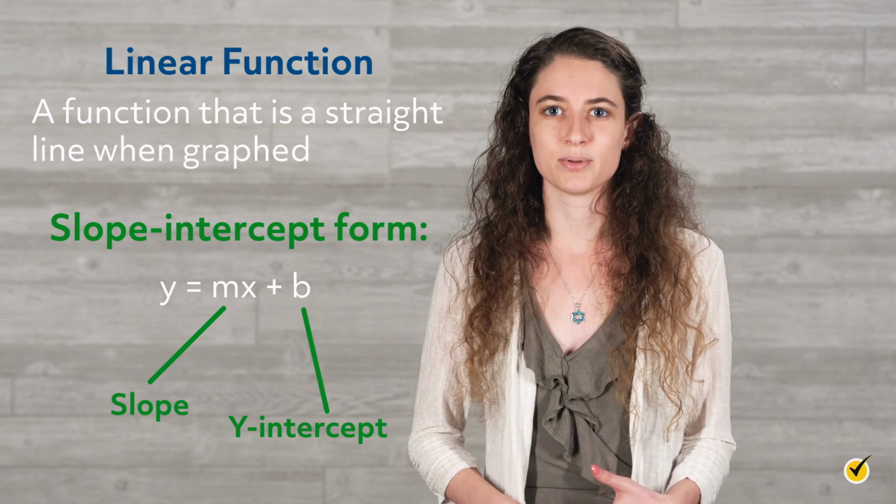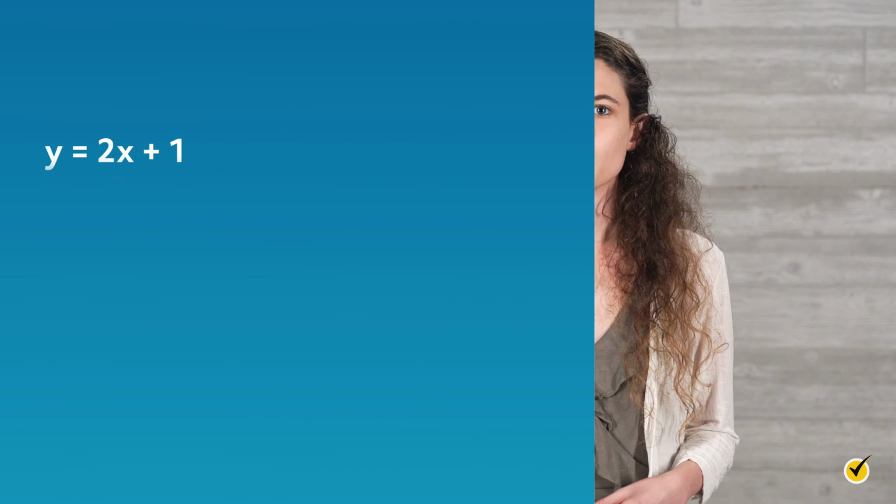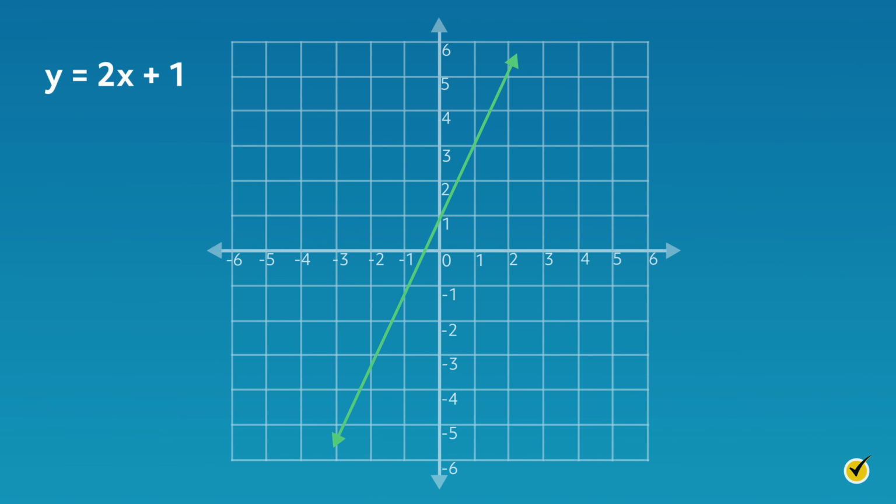Let's take a look at an example together. Consider the equation y equals 2x plus 1. Let's start by finding the y-intercept. Looking at the graph, we can see that the line crosses through the y-axis at 1, or (0, 1). Our equation reflects this because the value of b is 1.